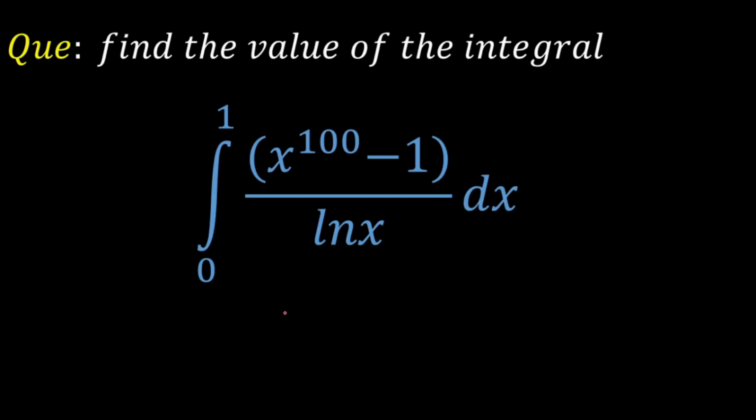Hello everyone, so today we're going to solve this classic integral problem. The problem is integration from 0 to 1 of (x^100 - 1) upon ln of x. Now this type of integrals are called Feynman integrals. Why? Because Sir Richard Feynman, one of the greatest mathematicians, came up with a simple method to solve this type of integrals. So let's check the method.